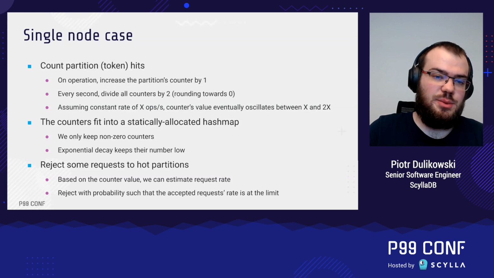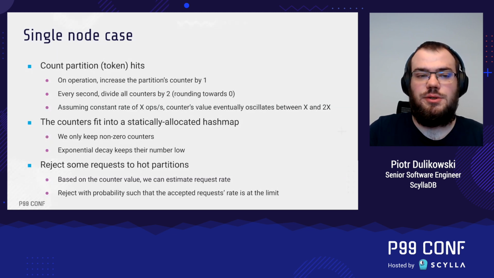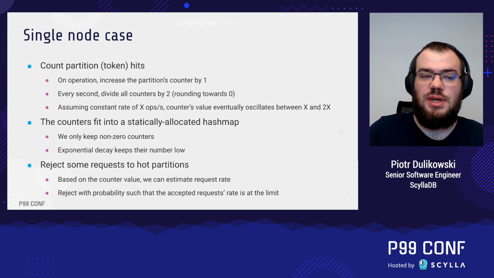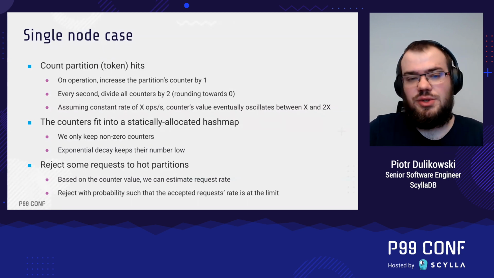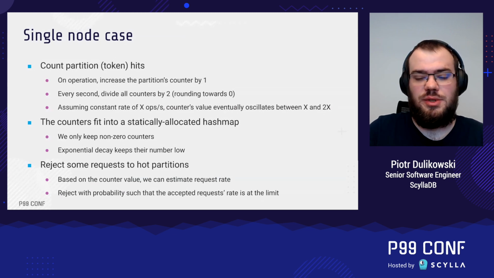Because of this exponential decay, the number of counters with non-zero values is usually pretty small and fits in a statically allocated hash map. Notice that when the rate of requests to a single partition is stable, let's say X requests per second, the partition's counter will eventually start oscillating between X and 2X. Nodes use that observation to estimate the current request rate, and if the request rate is above the limit, requests will be rejected with a probability such that the unrejected request rate should drop below the limit.